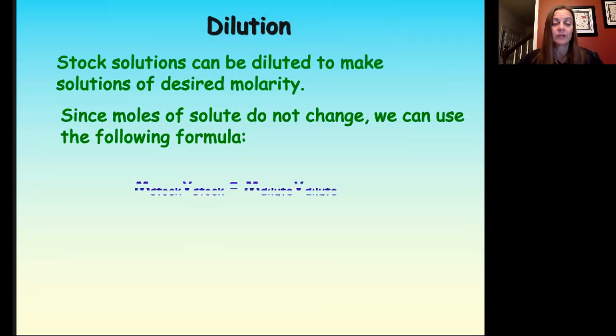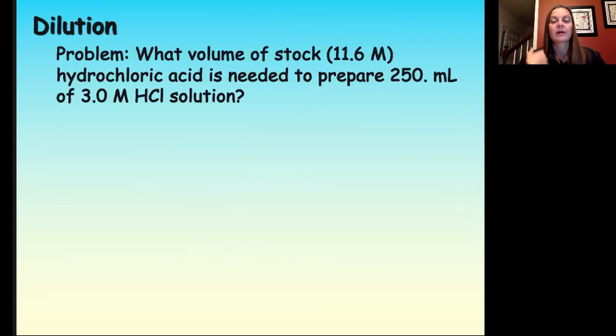So we can use the equation that tells us the molarity of the stock solution times the volume of the stock solution is equal to the dilute molarity times the dilute volume. Or we can just say M1 V1 equals M2 V2. Because in both cases, we have molarity times volume, which gives us moles, and so that number is always going to be equal to itself. So this is a very common activity in the lab. We take stock solutions and we dilute them down in order to prepare the solutions we need for a lab.